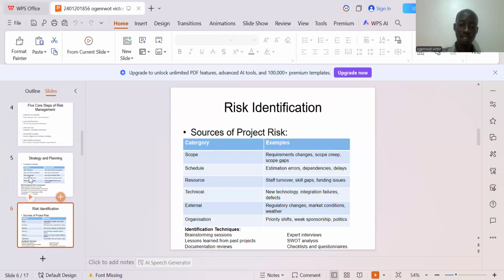So, how do we identify the risks? It's quite important that we know where our risks stem from. Here we have categorized our risks in form of scope, schedule, resource, technical, external, and organization. Under the scope, we have requirement changes, scope creeps, and estimation errors. Under the schedule, the staff turnover, and the new technology. These are project risks. When you're encountering a new technology, that could also be a risk. What are the regulatory changes being made? Those are all risks to a project.